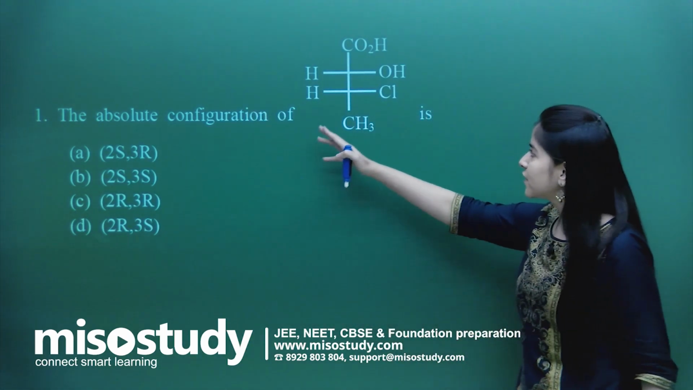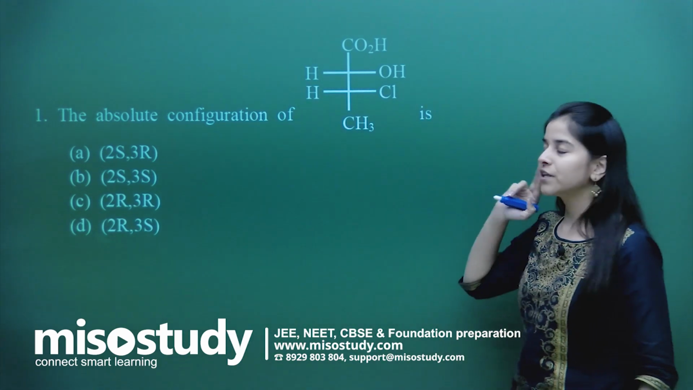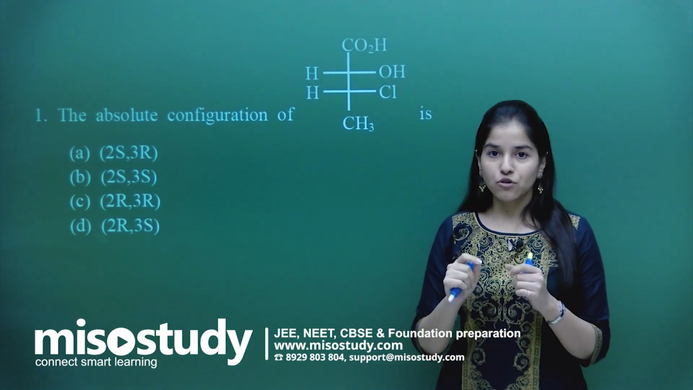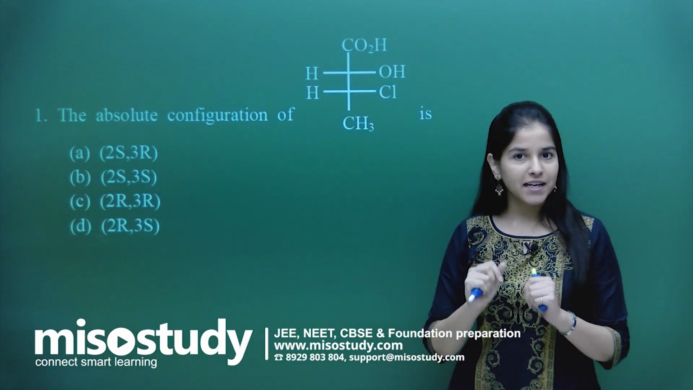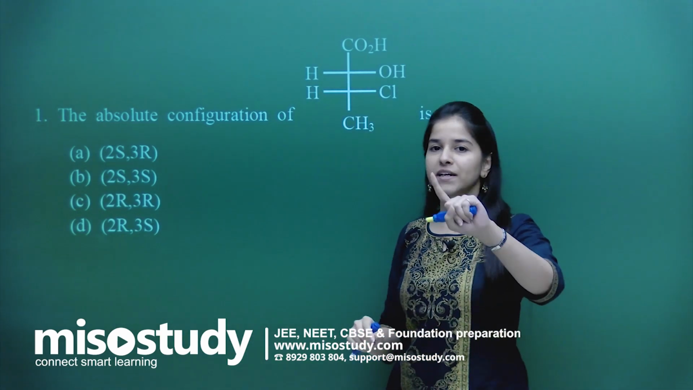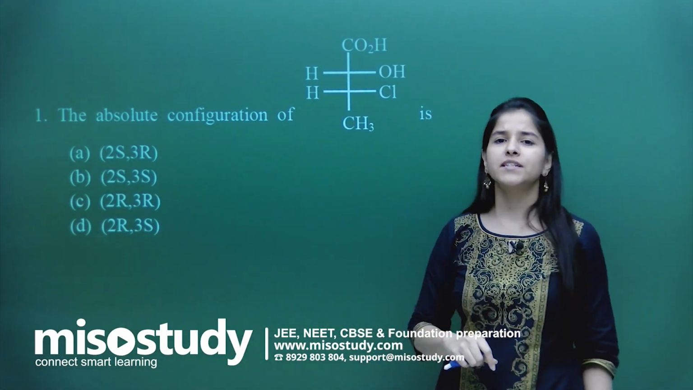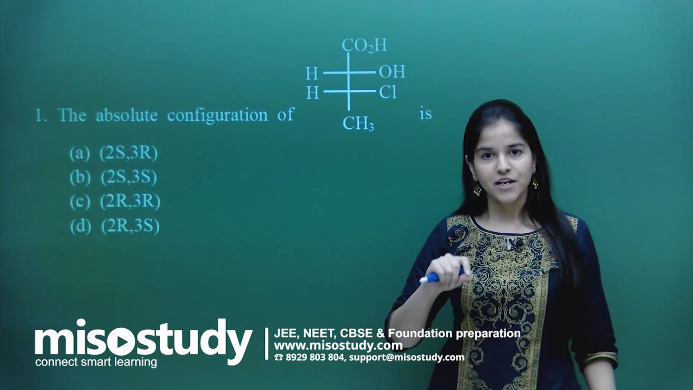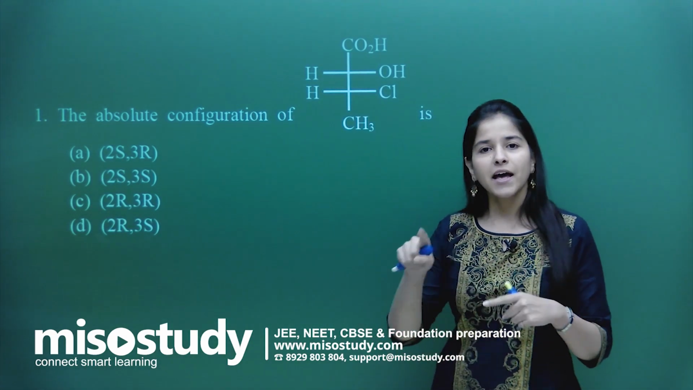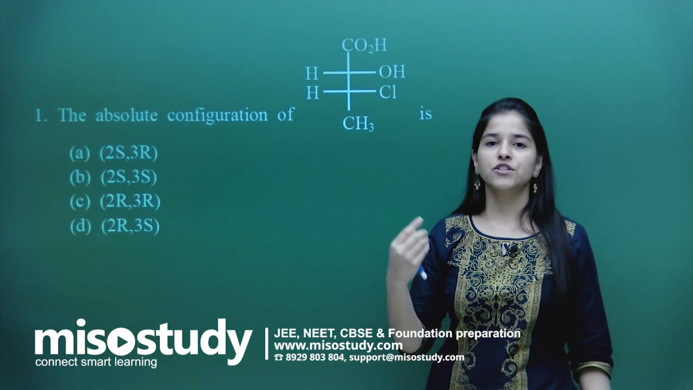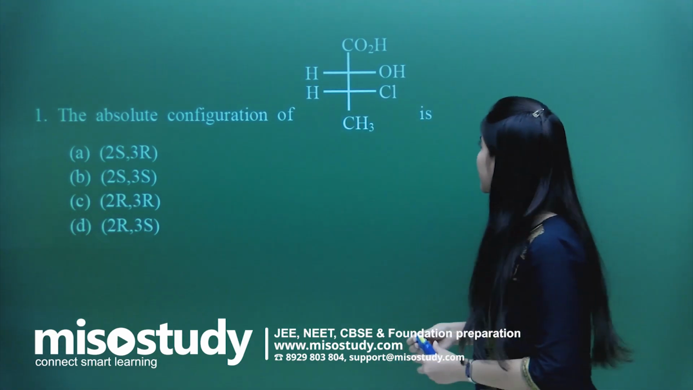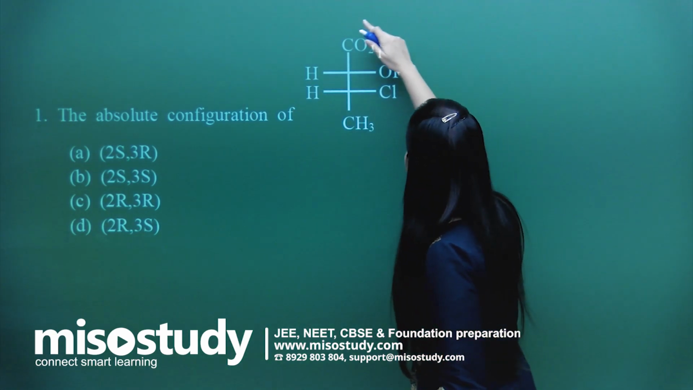The absolute configuration of this very molecule we need to find out. Just as we did in isomerism, in assigning the RS configurations for simple molecules having only one chiral carbon, that is the procedure over here. You need to just find out the number of chiral carbons, that is the first step, and then assign the configurations with the same procedure, with the same rules that we have followed. So let's take up the example here.